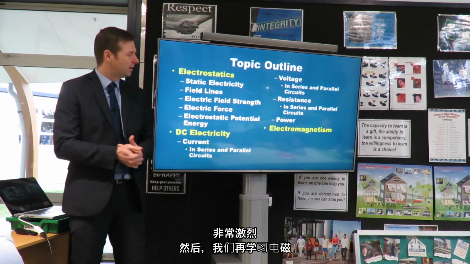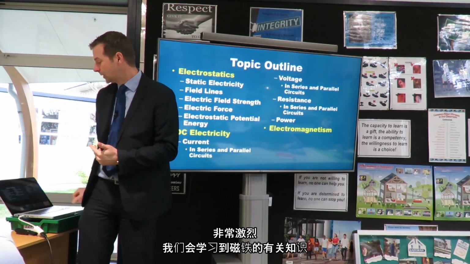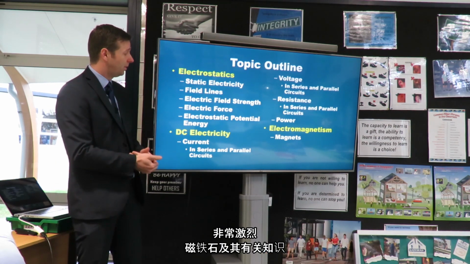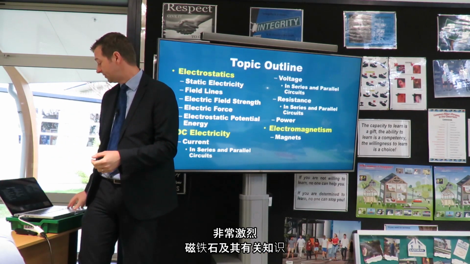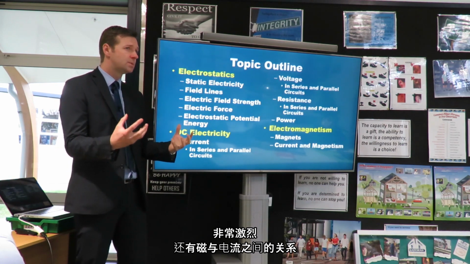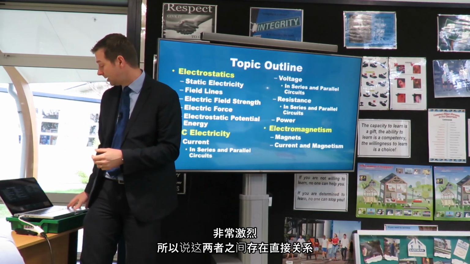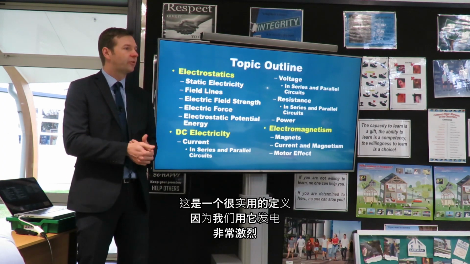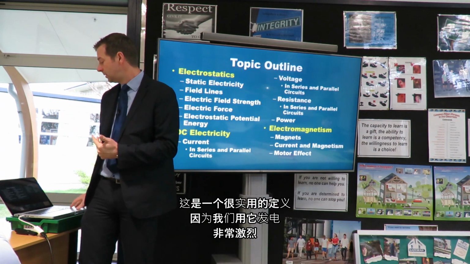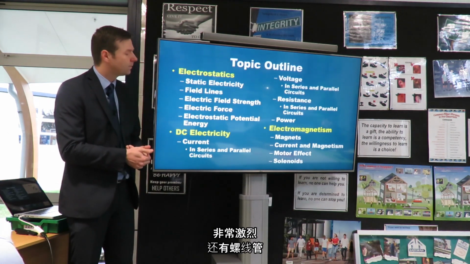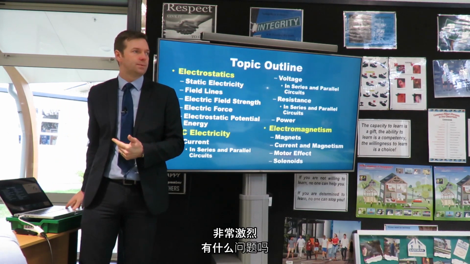And then going from there, electromagnetism. We're going to look at magnets, obviously, and what magnets do and how magnets are formed. Current, and how current and magnetism are linked. So there's an actual link there. And a concept called the motor effect, which is quite handy for us because it helps us produce electricity, and solenoids. All right? Any questions?